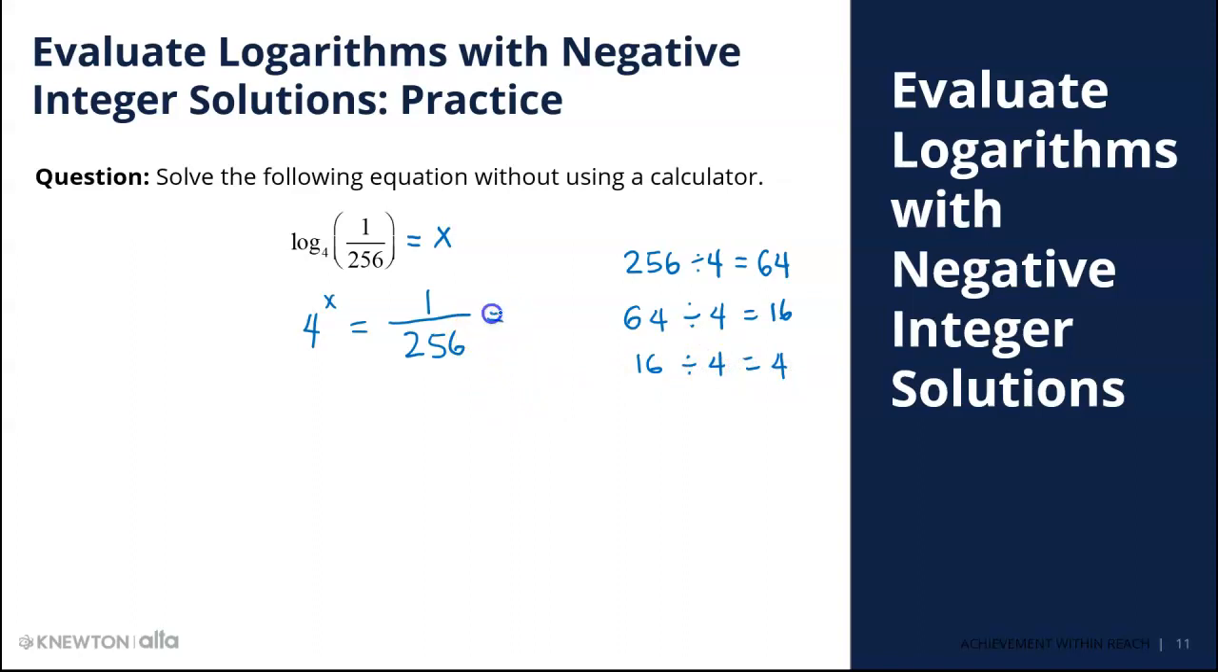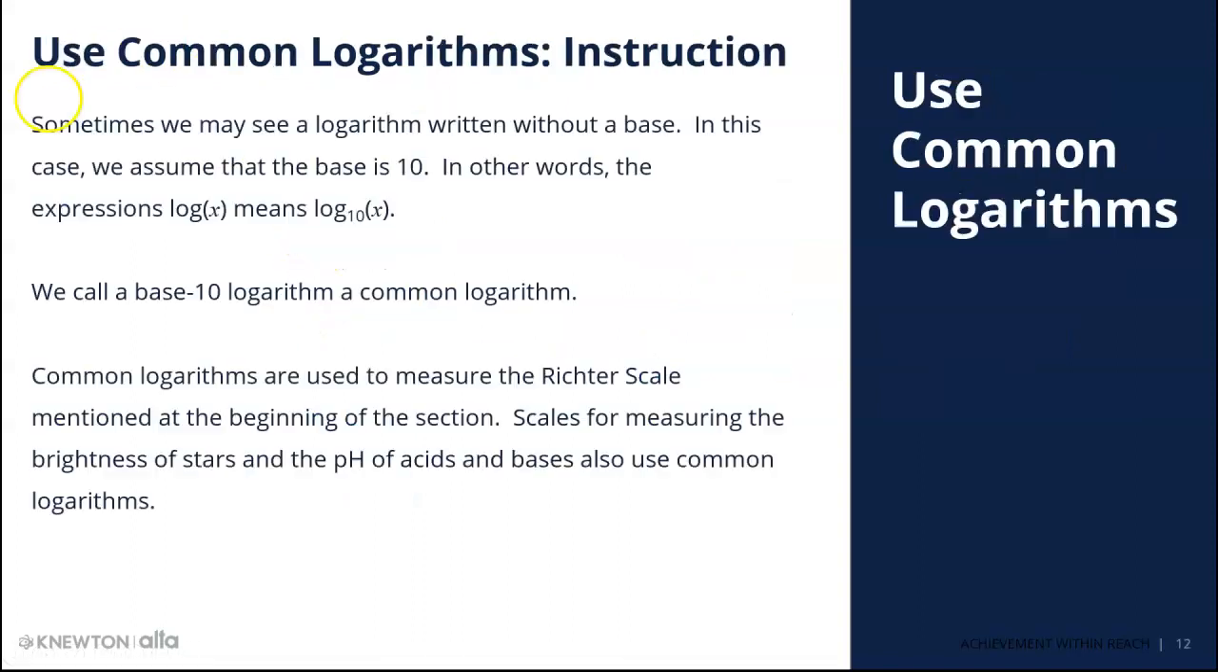From here, we've seen that we can write 256 as 4 to the 4th power. And using laws of exponents, 1 over 4 to the 4th is equal to 4 to the negative 4. So if 4 to the x is equal to 4 to the negative 4, it follows that x is equal to negative 4. So this expression here is equal to negative 4.